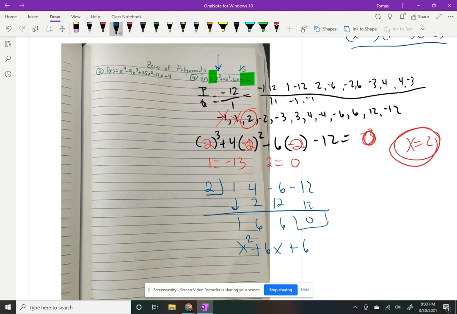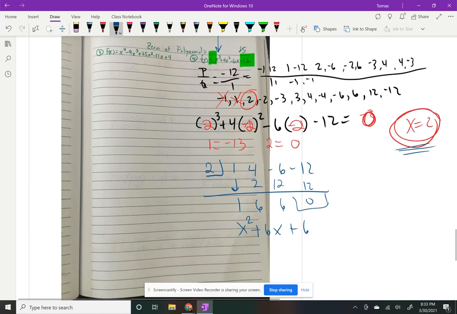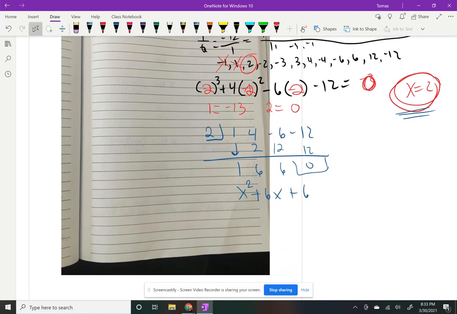So now we could do the process all over again, right? We could do this PQ process all over again. So now we know one of them, right? We know that it's x equals 6, and we could do the same process with this one, okay?